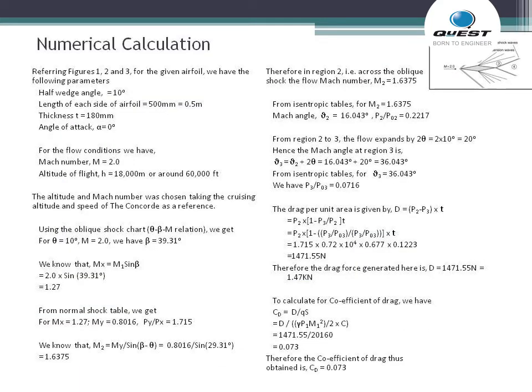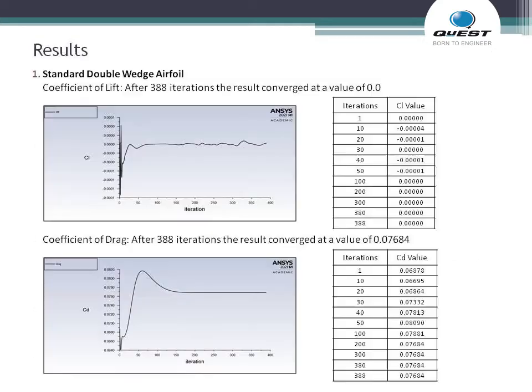Now moving on to the numerical calculation, using the shock expansion theory, we have determined the coefficient of drag over the double wedge airfoil at a Mach number of 2.0. From the calculation, we have found that this coefficient of drag is around 0.073. This value would be further verified using the ANSYS analysis results. Moving on to the ANSYS results.